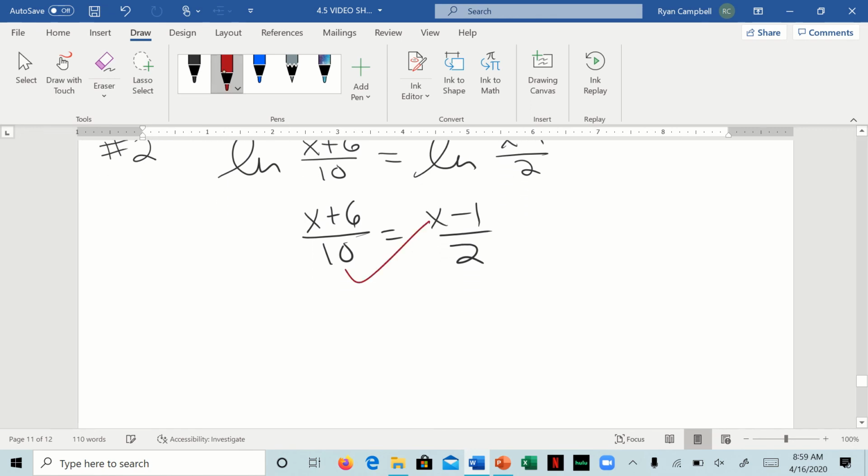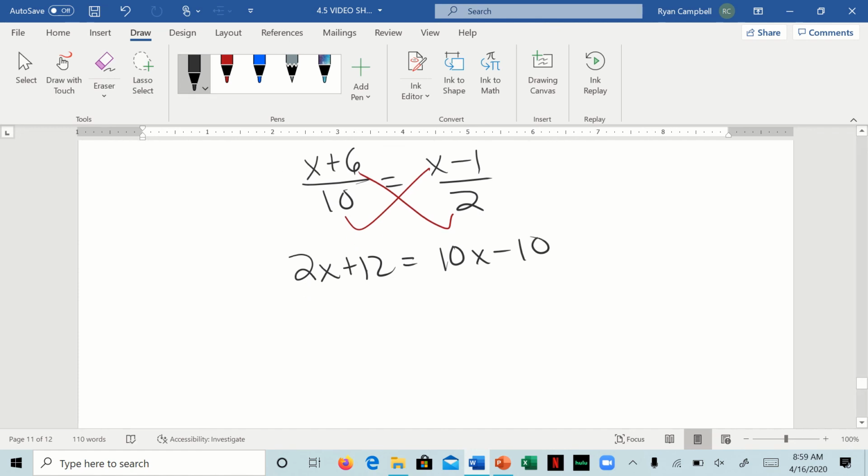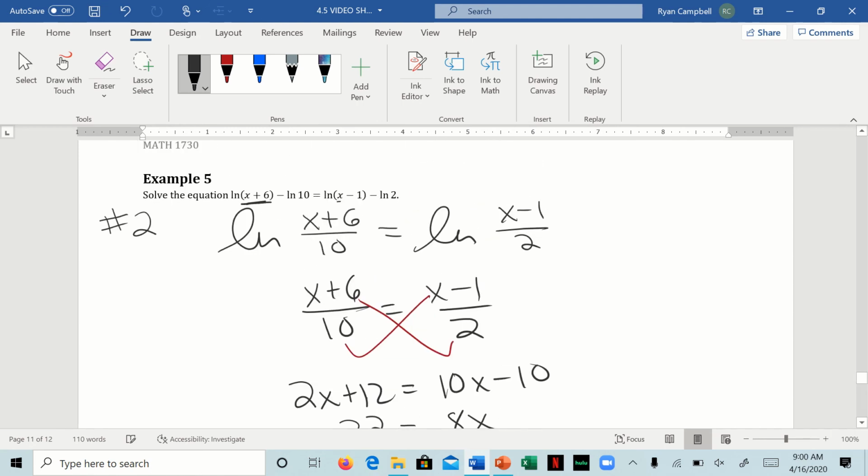We can cross multiply, right? So 2x plus 12 equals 10x minus 10. So we can subtract the 2x to one side to get 8x, add the 10 to get 22. So we see that x is going to be 22 over 8, which is 11 over 4. But, of course, we got to check ourselves. So we got to check with x plus 6 and x minus 1, because there's no other x's in these two.